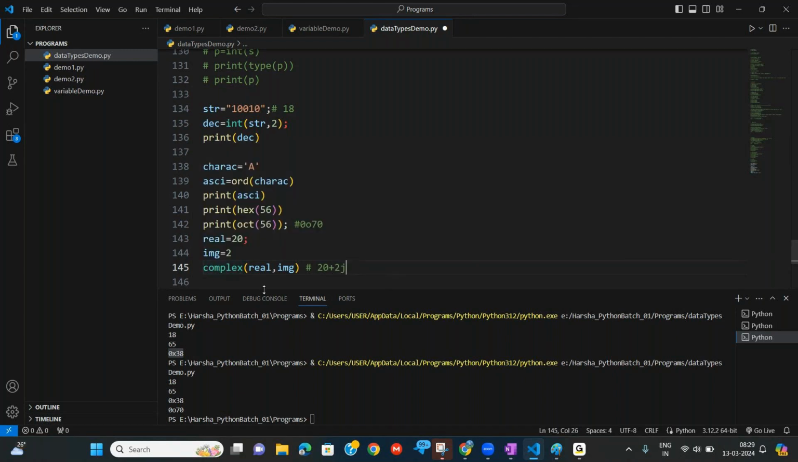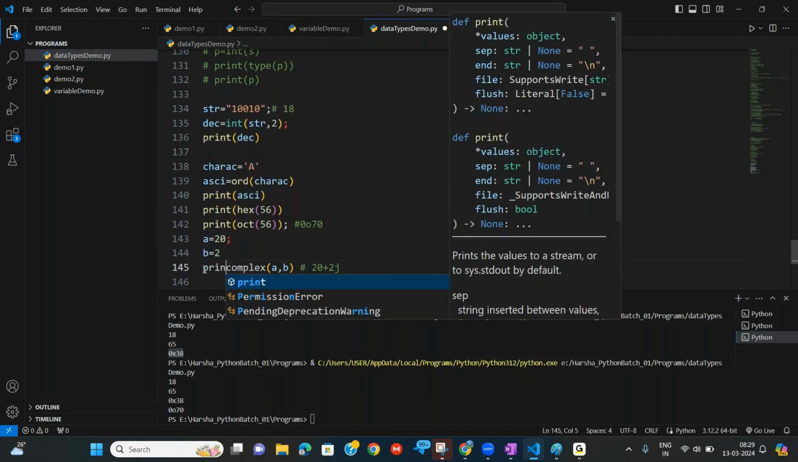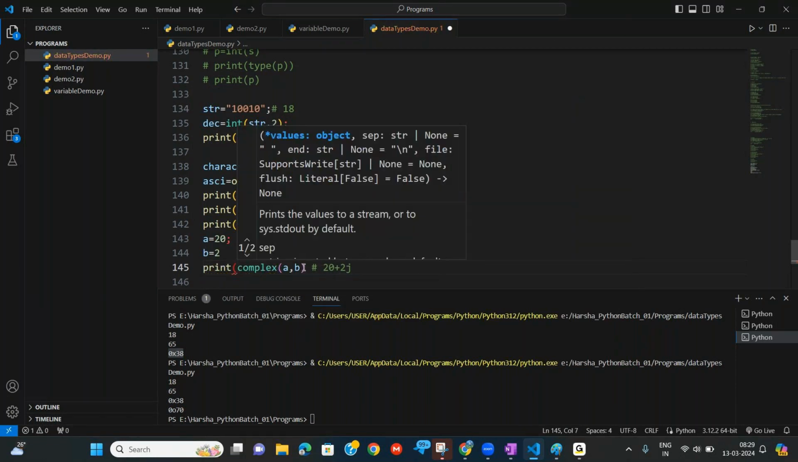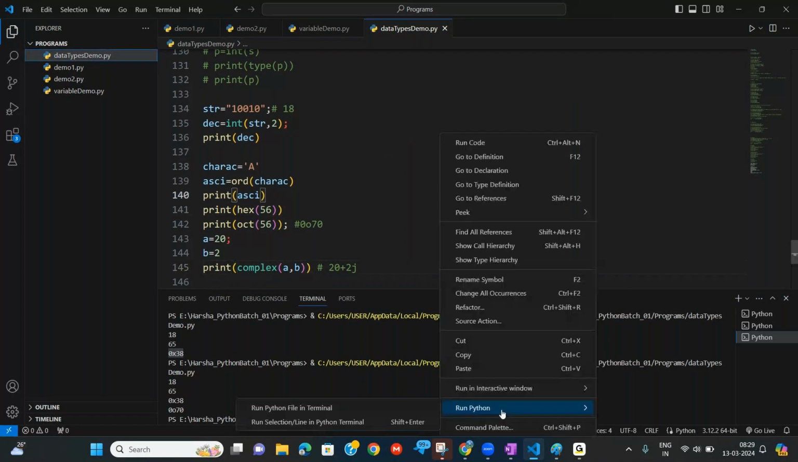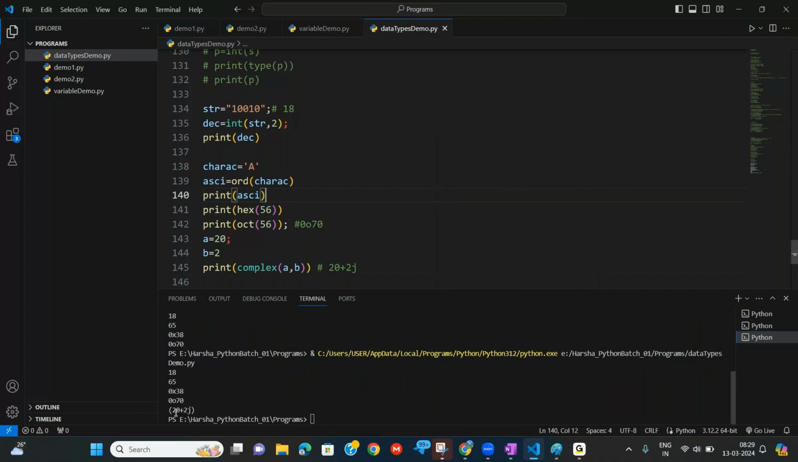Better, instead of writing 20 and 2, I write a and b here. So I need to pass a and b. If a is 20 and b is 2, then it will give you the output this way. If you try to print this and see the output, it will print 20 plus 2j. Okay, this is the conversion into a complex number, right?